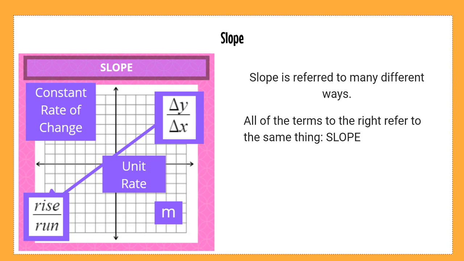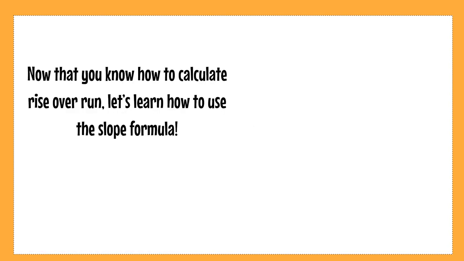So we've talked a lot about slope, and it's referred to in many different ways. Look at the graphic to the left. All the terms in that graphic refer to the same thing, slope: constant rate of change, change in y over change in x, rise over run, unit rate, the letter m. All of that deals with slope, and it means the same thing. Now that you know how to calculate using rise over run, let's learn how to use the slope formula.